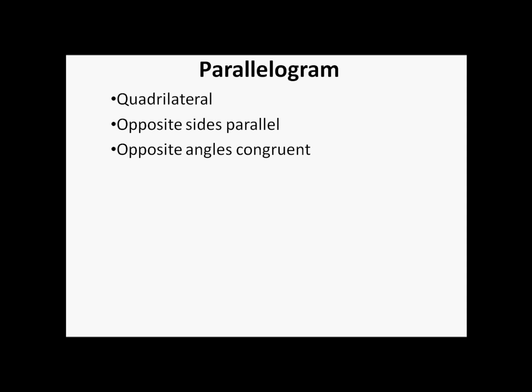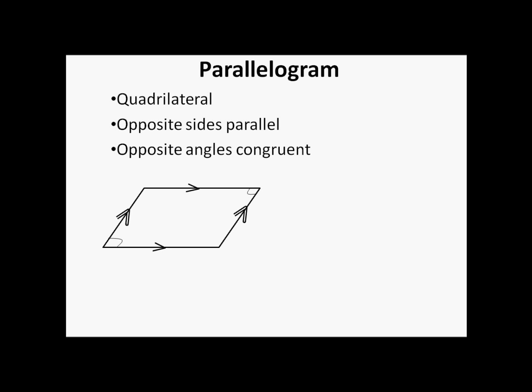Now we're going to talk about different types of quadrilaterals. A parallelogram is a quadrilateral that has opposite sides parallel and opposite angles congruent. So here's a quadrilateral, and these little arrows show that those 2 sides are parallel, and it's got another double marking saying that those sides are parallel.